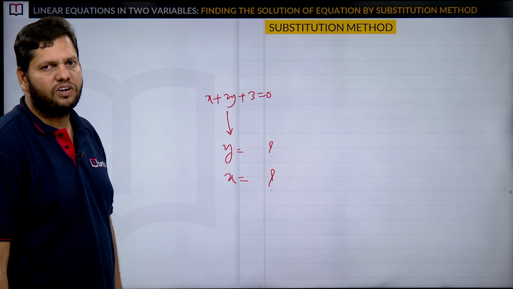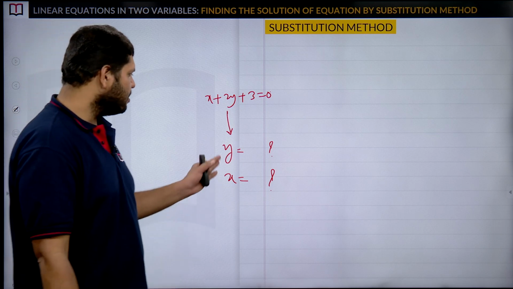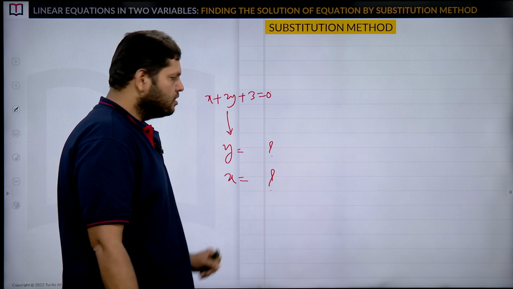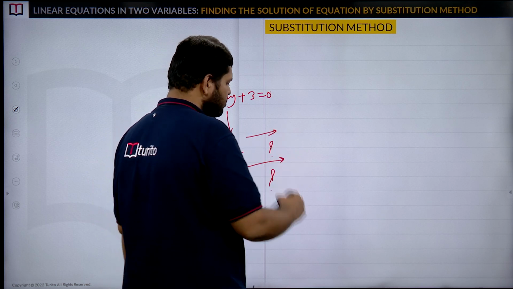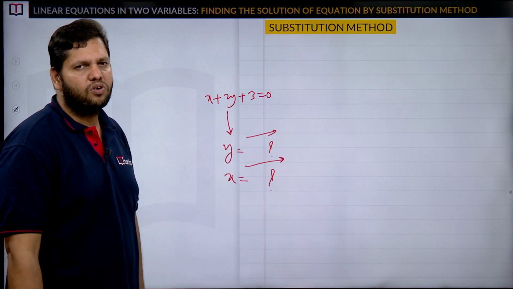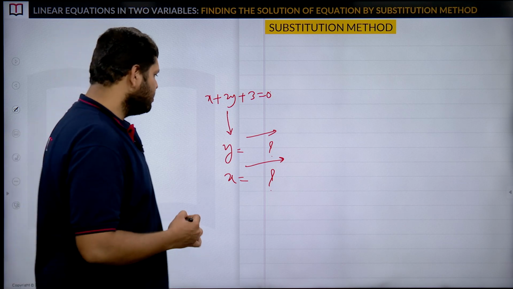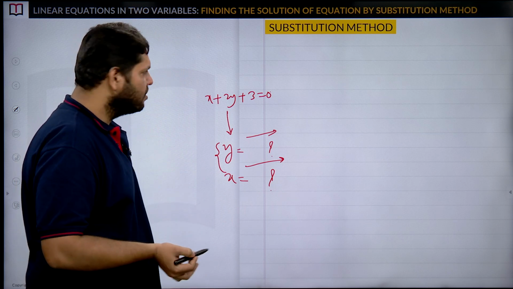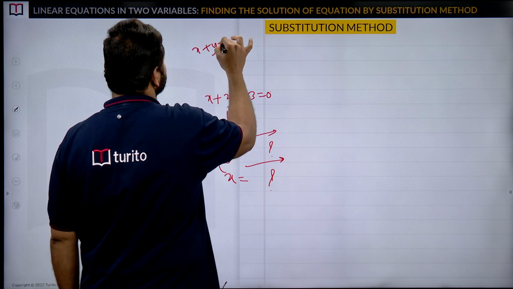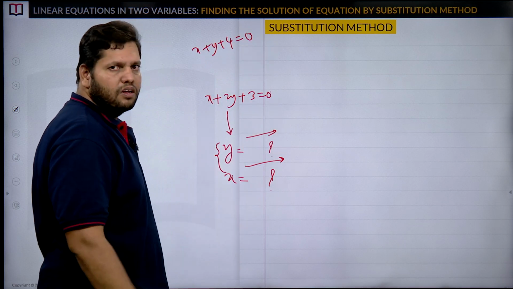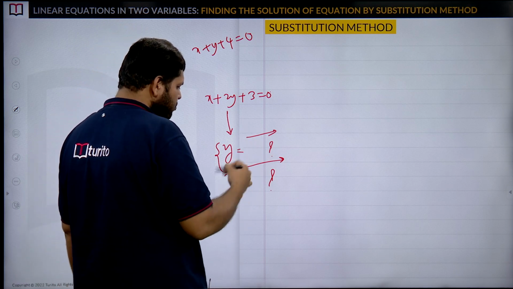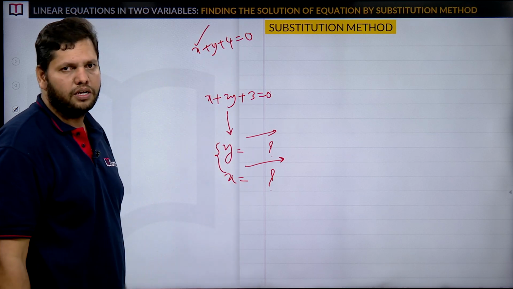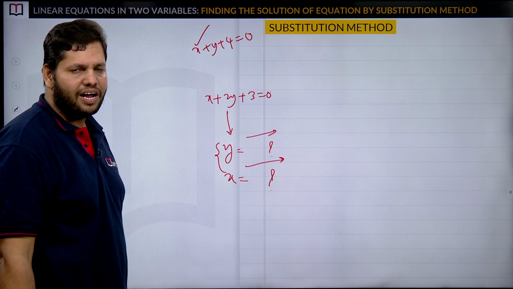You bring the complete equation as y equal to something. That means the LHS part should have only y, or it can have only x. So y is equal to something, or we can say x is equal to something. After writing x is equal to something or y is equal to something, take that value and substitute it in the second equation. Suppose the second equation is x plus y is equal to 4. So take that value and substitute in the second equation.